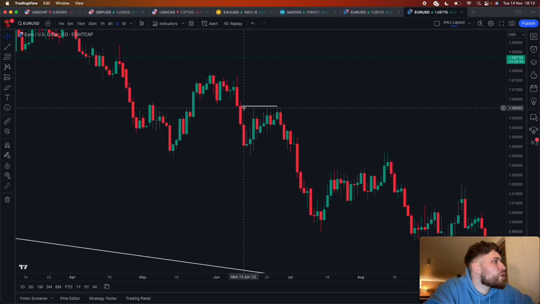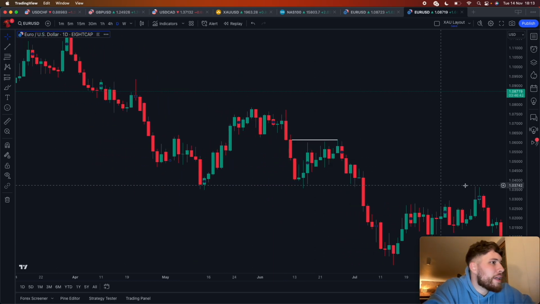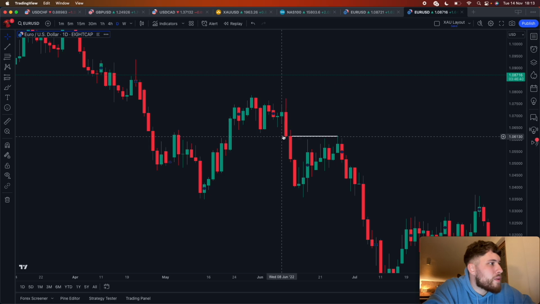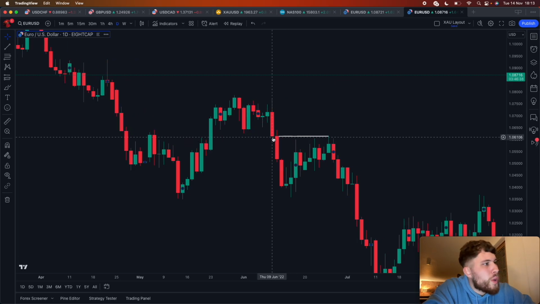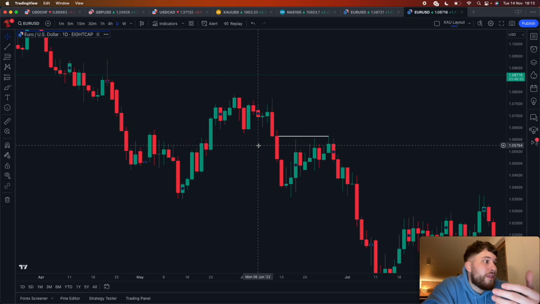So again, moving to another example, you can see here that we do have a wick to the downside followed by a wick to the upside. The wick to the downside just isn't as large, and this will happen.